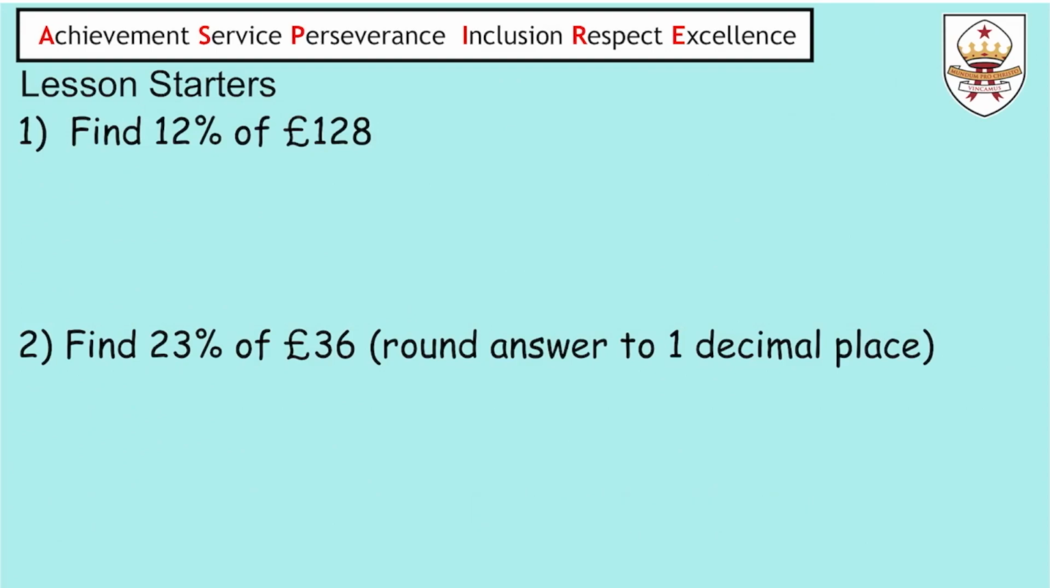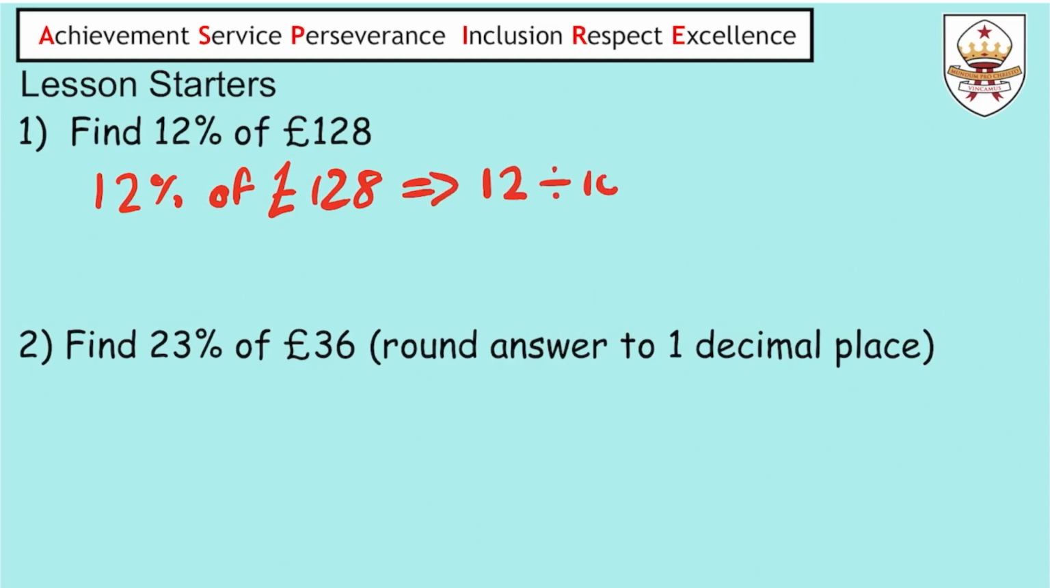Great, okay, so let's use the skills that we practiced the other day. We're going to find 12% of £128. So this time we're going to write out the numbers here. So 12% of £128 goes to 12 divided by 100 multiplied by 128 gives us an answer of £15.36.